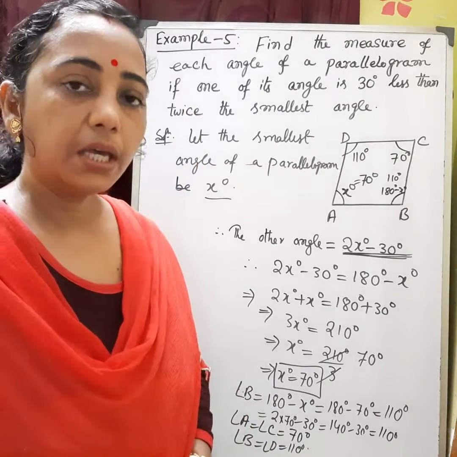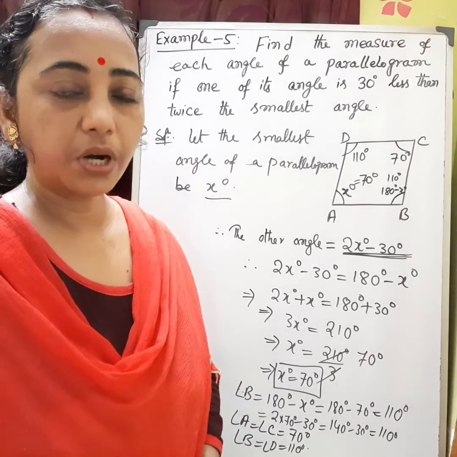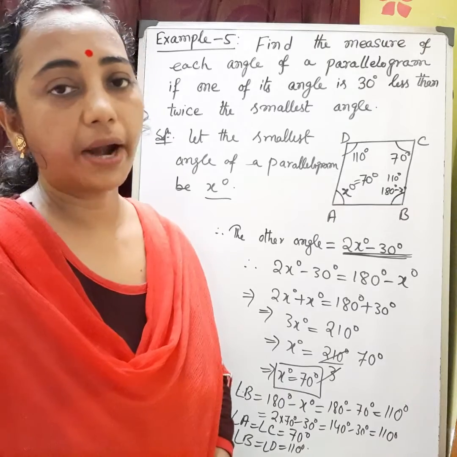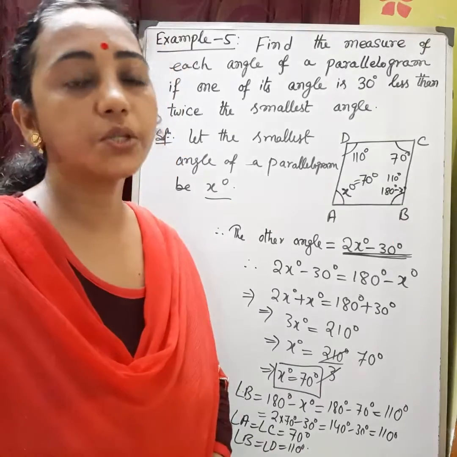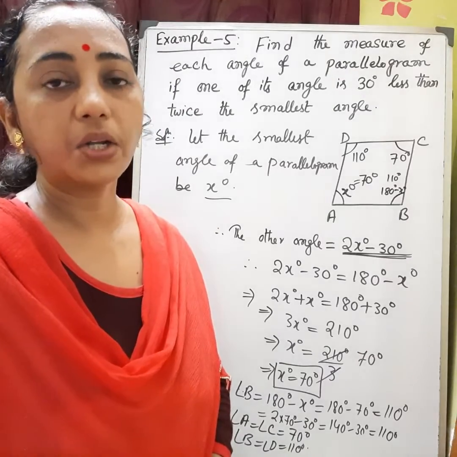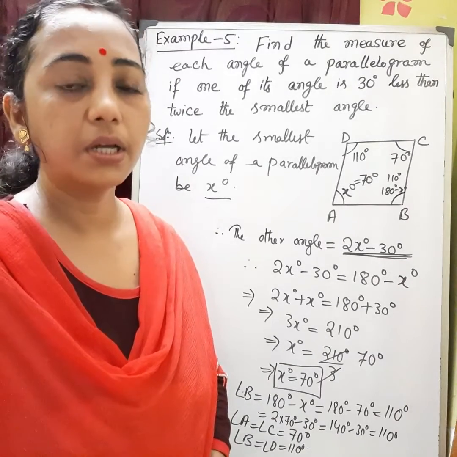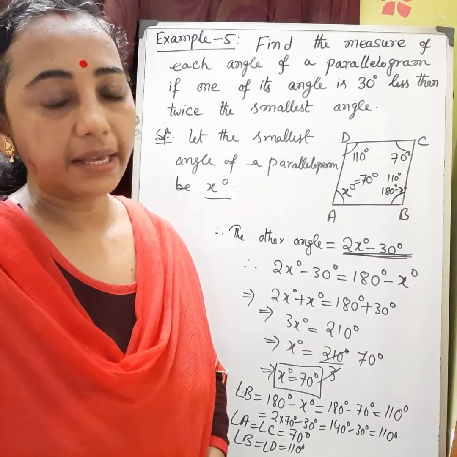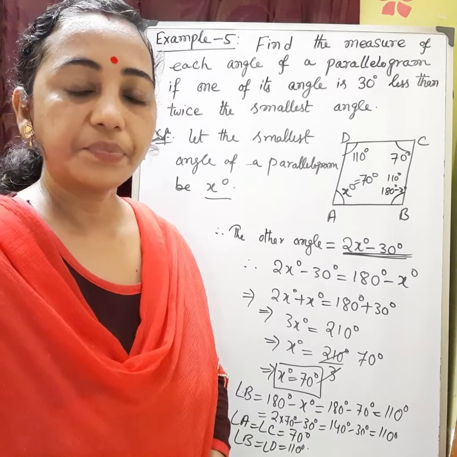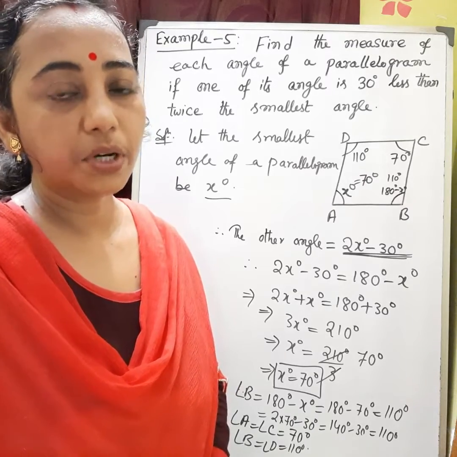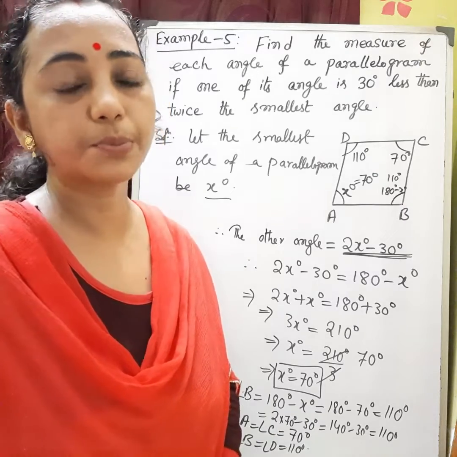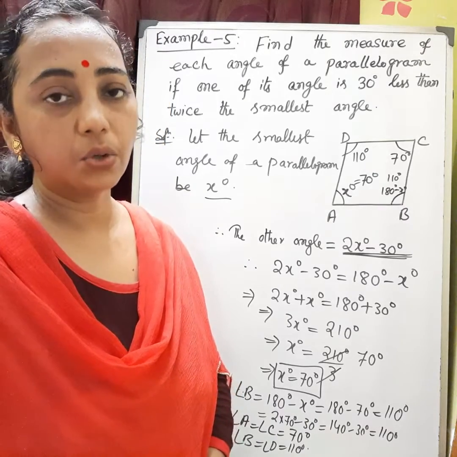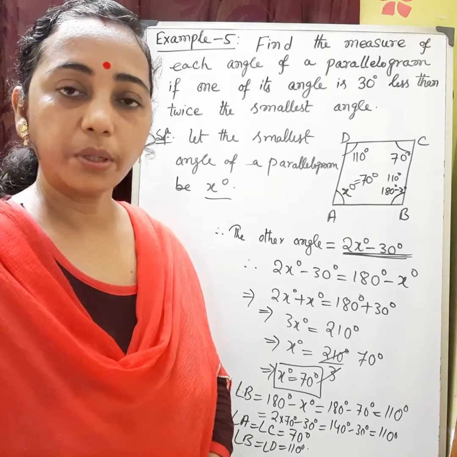So in this way, if one angle of a parallelogram is given, then we can easily find the other three angles by using the properties of a parallelogram: in a parallelogram opposite angles are equal, the sum of the adjacent angles is 180 degree, and there is another important property that diagonals of a parallelogram bisect each other. So by using these properties we can find the unknown which is given in the problem.